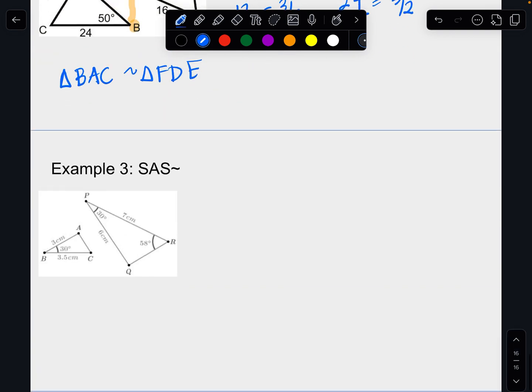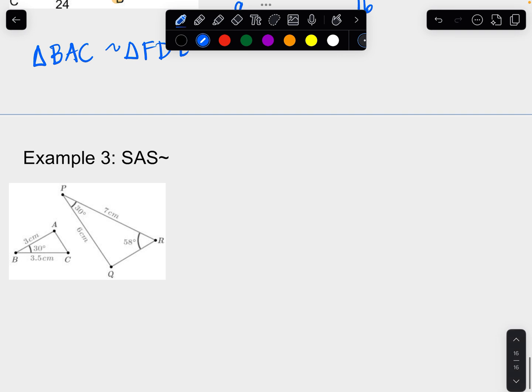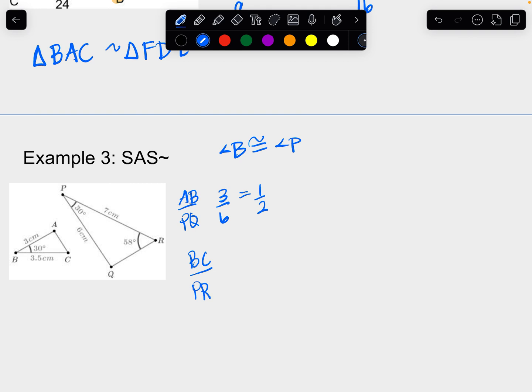All right, one more example here. I know angle B is congruent to angle P. If I look at the smaller sides, that would be AB and PQ. So 3 over 6, which is 1/2. The bigger sides then would be BC over PR, which is 3.5 over 7, which is also 1/2. So I have a pair of congruent angles and 2 pairs of proportional sides.